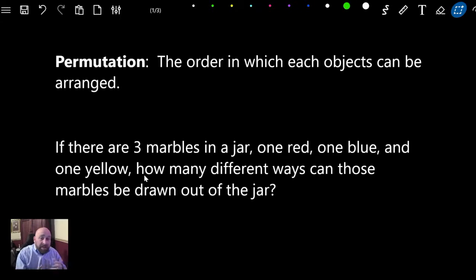But let's say that I pull out a red marble first, and then I pull out the yellow marble second. Well, now all that's left in there is the blue marble. So the order that I can pull out the marbles is based on what's left in there. The first time I could pull out 1 of 3, the second time I could pull out 1 of 2, and the last time I can pull out 1 of 1. I can just pull out the one that's in there.